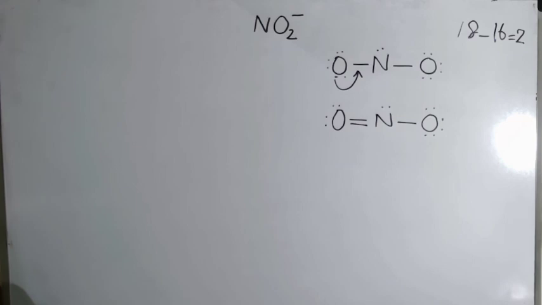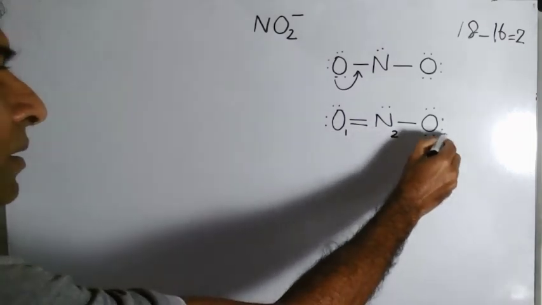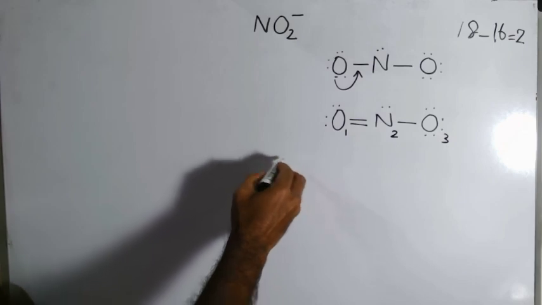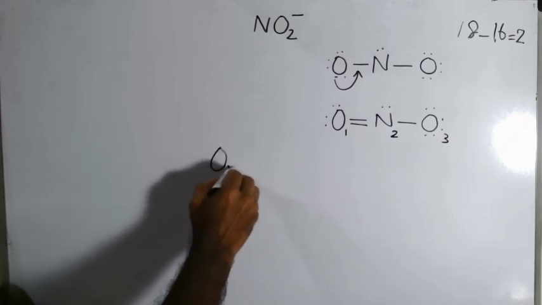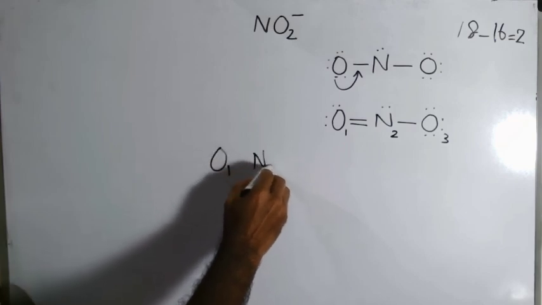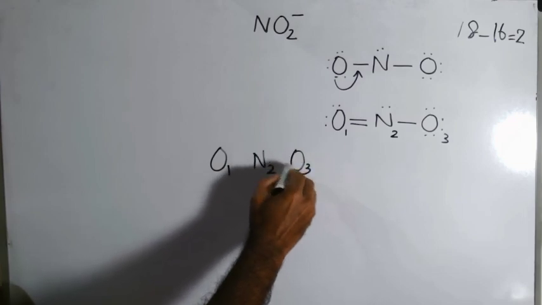So nitrogen has completed the octet now. Then we have to determine the charges. So I am going to put the numbers 1, 2, 3. Then I am writing 1, 2, 3.